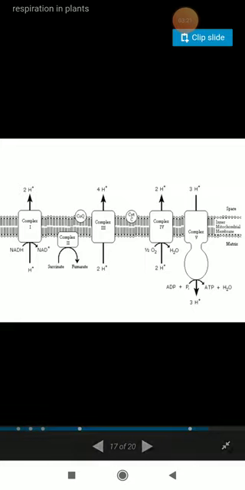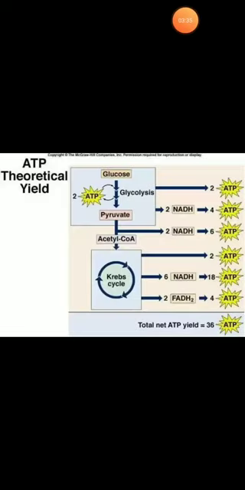Now let's see about the stoichiometry. How many net ATP molecules are formed during aerobic respiration? This diagram shows you the theoretical ATP yield. How many molecules of ATP are produced during the complete breakdown and metabolism of one glucose molecule?